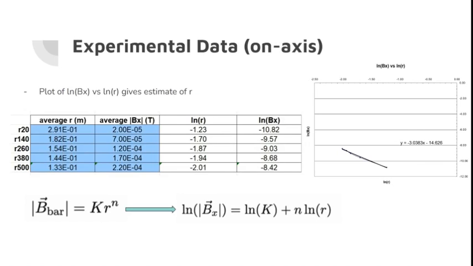The values were found using a ruler and just the distance and magnetic field shown on the magnetometer app. And the values found were linearized by taking the natural log of each side and then graphed. So the natural log of the x component of the magnetic field versus the natural log of r. And you can see the equation we used below.